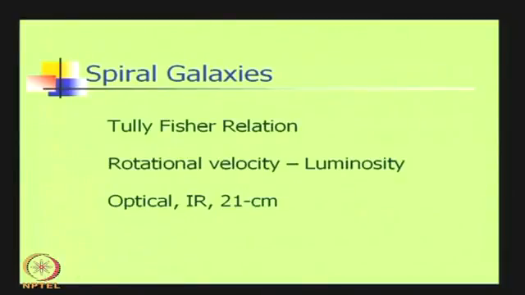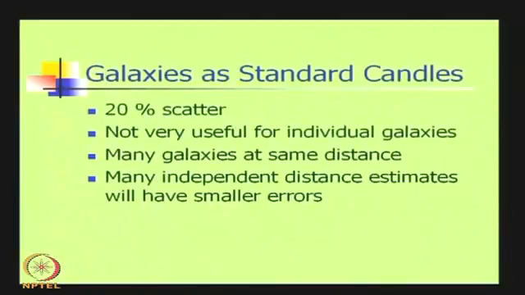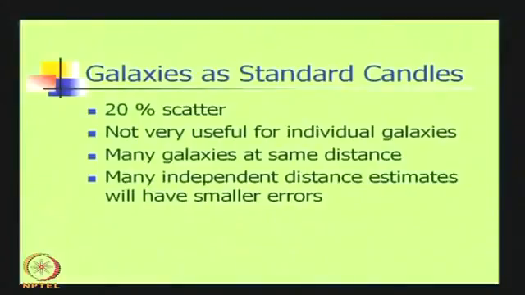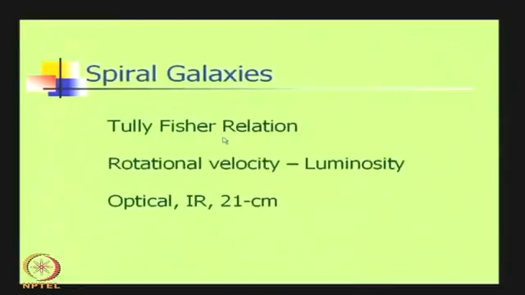Okay, so, this is the basic idea. And so, these ideas, the fact that there are correlations between the galaxy properties like luminosity or diameter and other things that you can observe, this allows us to use galaxies as standard candles or standard rulers. The problem is that there is a 20% scatter in these relations. So, these relations are not precise.